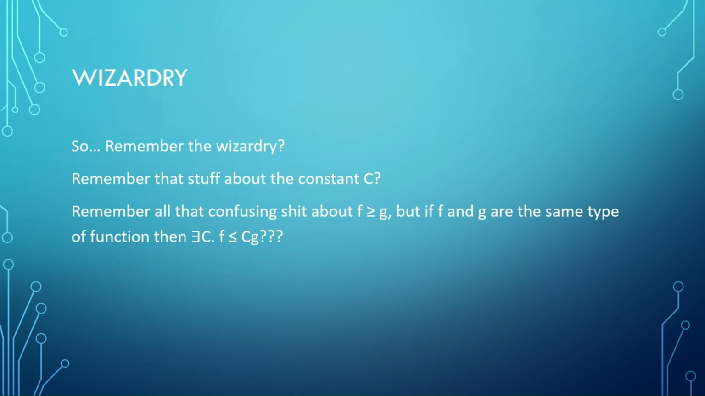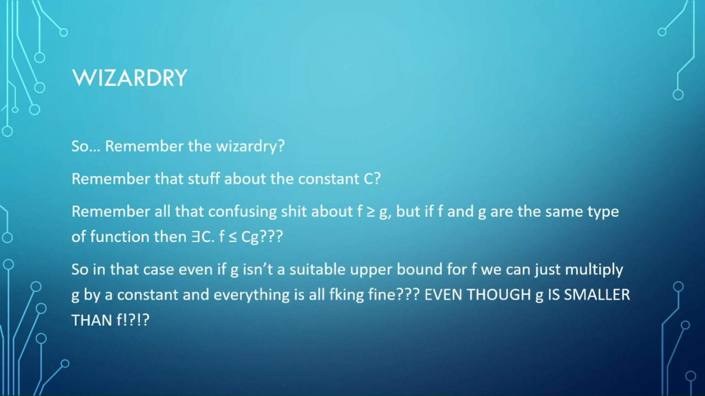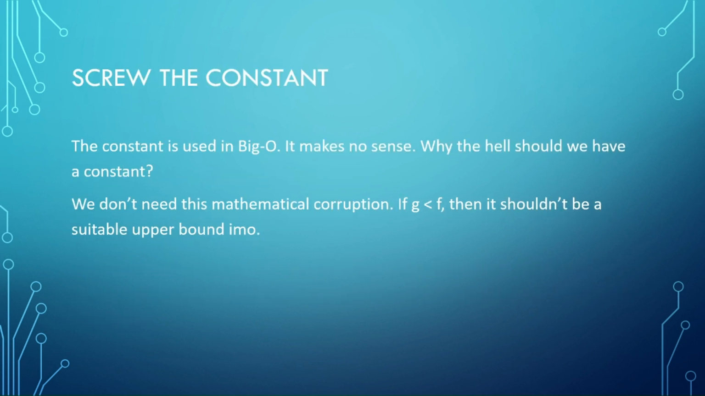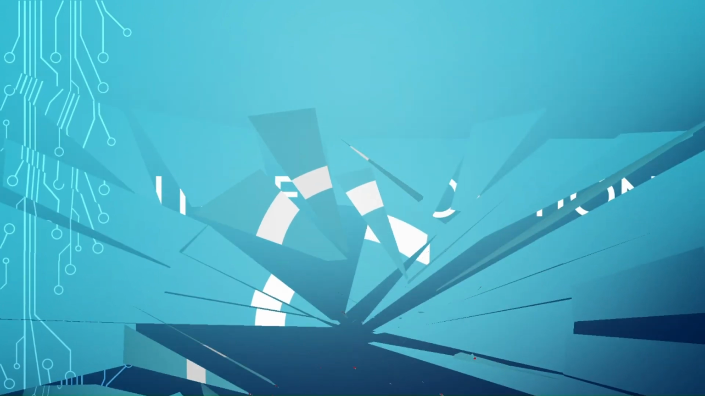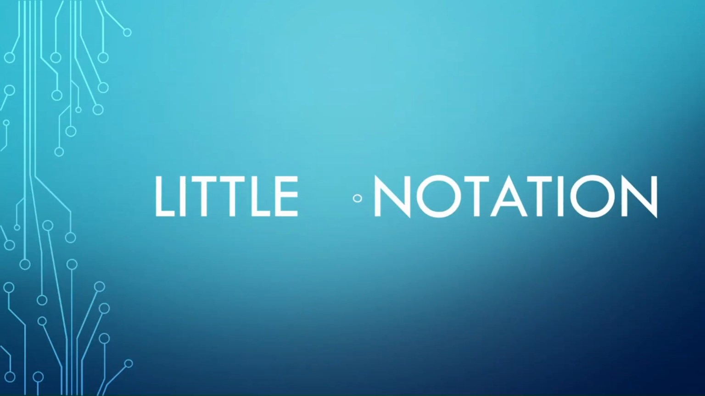No, f is greater than or equal to g. Why should we just multiply it by a constant? So in that case, even if g isn't a suitable upper bound for f, and they're the same type of function, we can just multiply g by a constant. Everything is fine, even though g is smaller than f. What? The constant is used in big O. It makes no sense. Why should we have a constant? We do not need this mathematical corruption. If g is less than f, then it's not a suitable upper bound. Screw C. Screw the language C too. And I welcome little o notation.